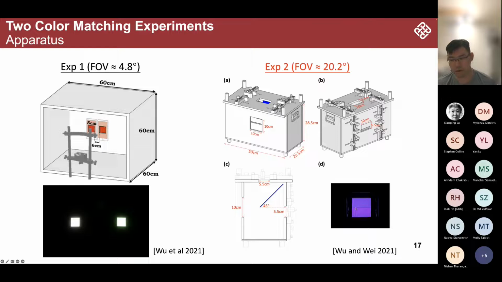And the boundary between them is very, very small. So the color match was actually pretty accurate for different observers. And such an opening at the front was creating a field of view of 20.2 degrees, which was more similar to the real usage conditions of the users.